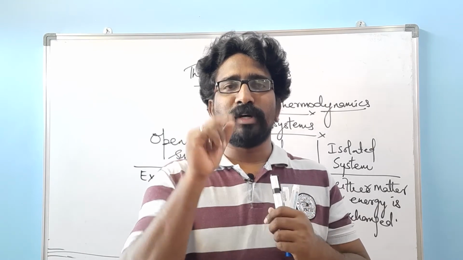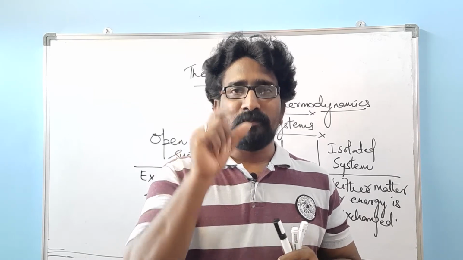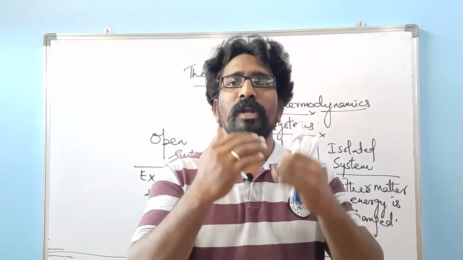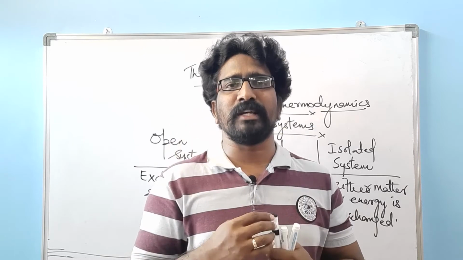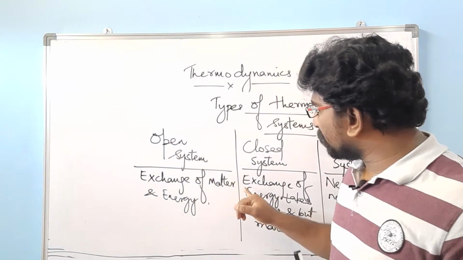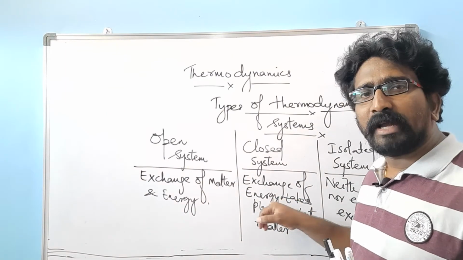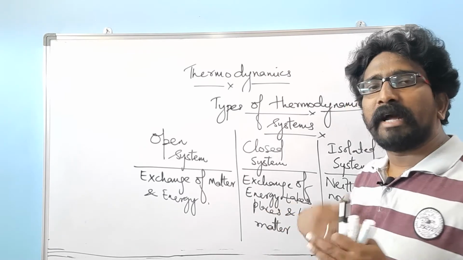So I can call the state of the pressure cooker when the whistle is not blown a closed system. Only the heat energy is exchanging, but matter is not exchanged. That is a closed system. So what is the definition of a closed system? The exchange of energy takes place. Here in my case, it's heat energy, but not matter. Matter exchange is not happening here.